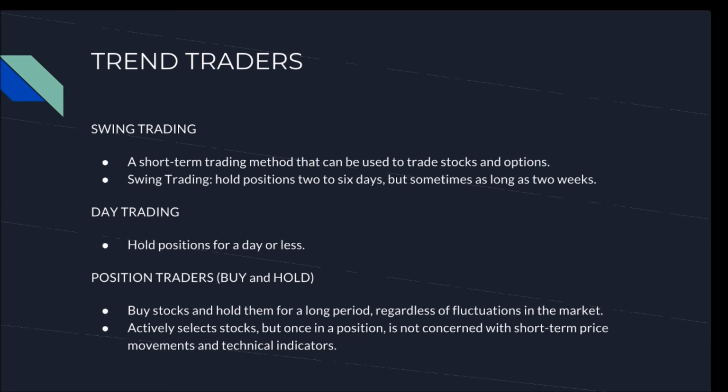Trend traders. Swing trading, a short-term trading method, can be used to trade stocks and options. Swing trading holds positions 2 to 6 days, but sometimes as long as 2 weeks. Day trading holds positions for a day or less.